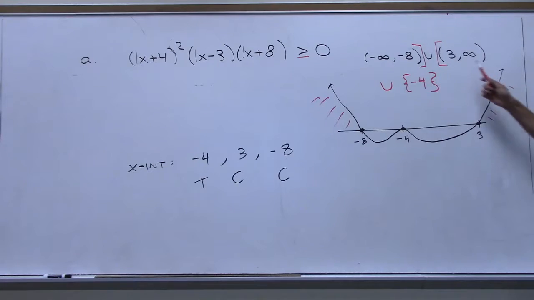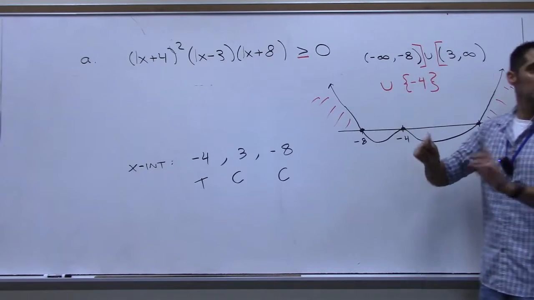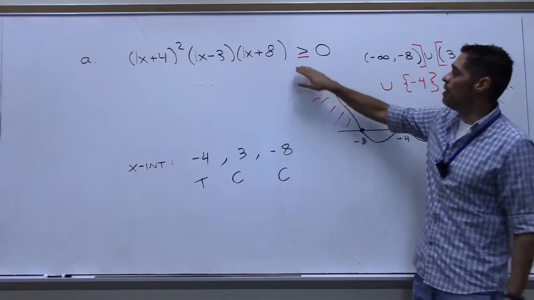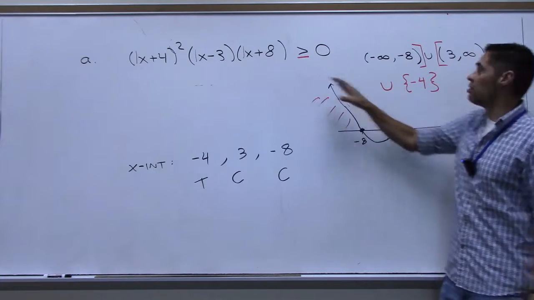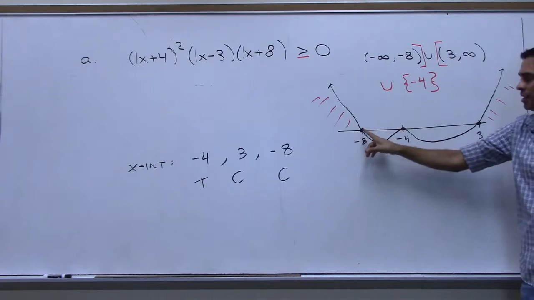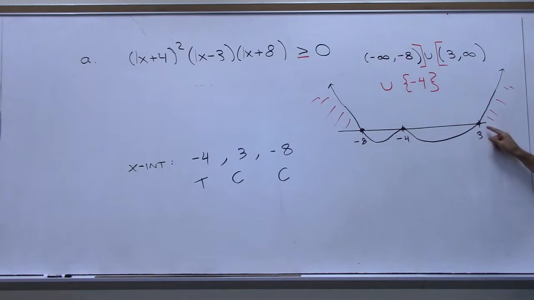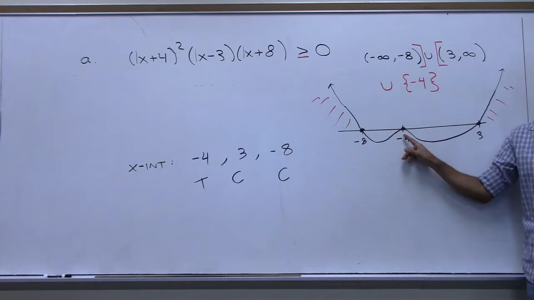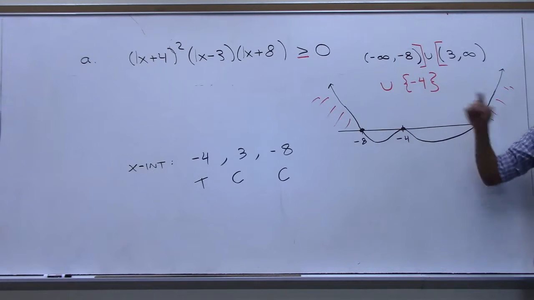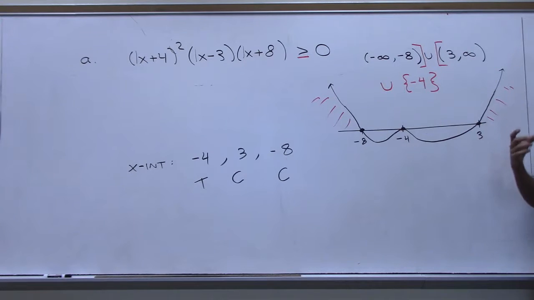Why did I put a bracket? I changed the problem. I was asking everyone what would happen if I put an equal sign here underneath. If I put an equal, it would change the answer where you would have to include the two endpoints, because your function is 0 at negative 8 and it is 0 at 3, but your function is also 0 at negative 4. And the way that we include a single point is to use a set of braces instead of a set of brackets. All right?